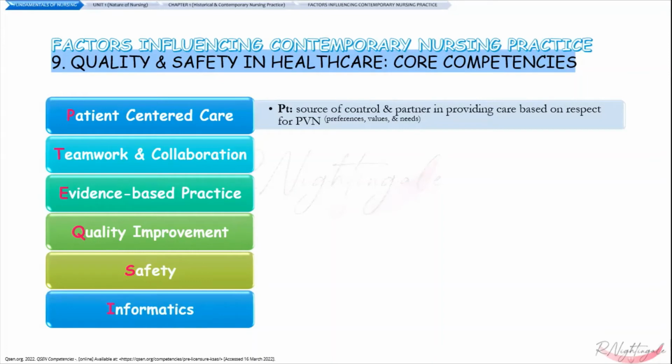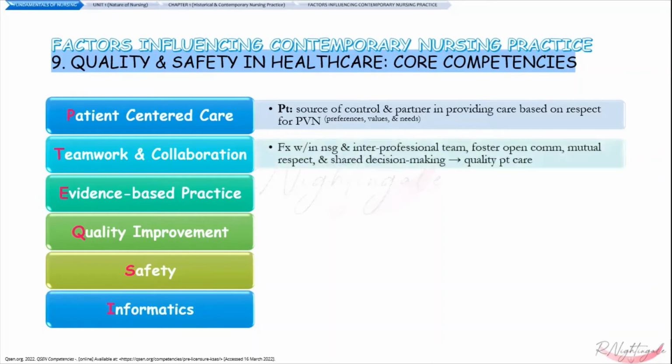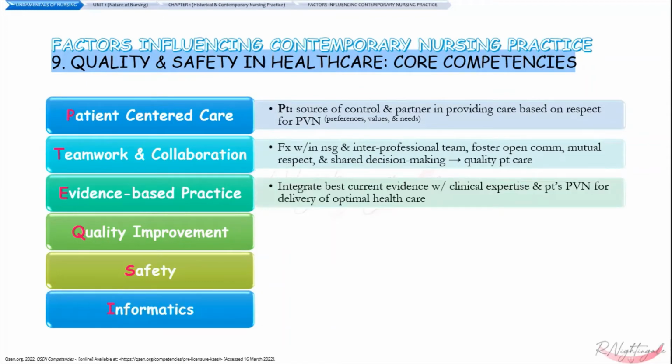Next is teamwork and collaboration. It functions effectively within nursing and interprofessional teams, fostering open communication, mutual respect, and shared decision-making to achieve quality patient care. Next is evidence-based practice. It says here that it integrates best current evidence with clinical expertise and patient or family preferences and values for delivery of optimal healthcare.